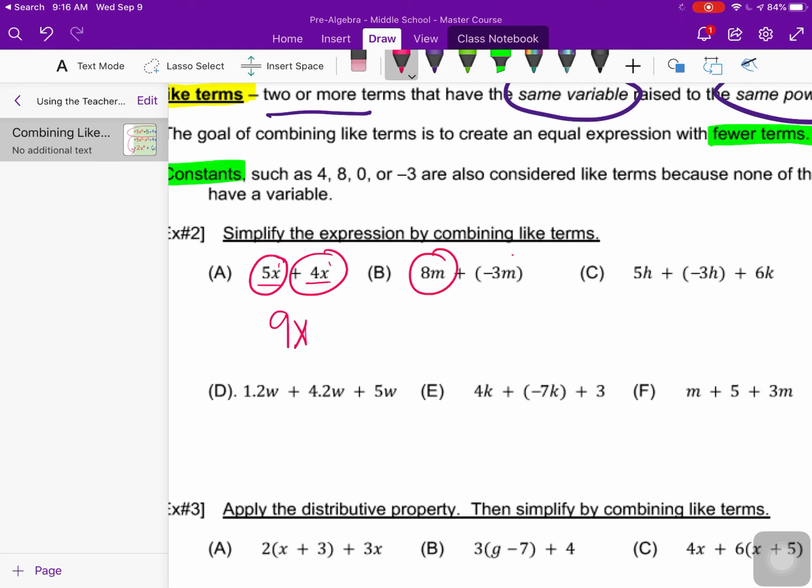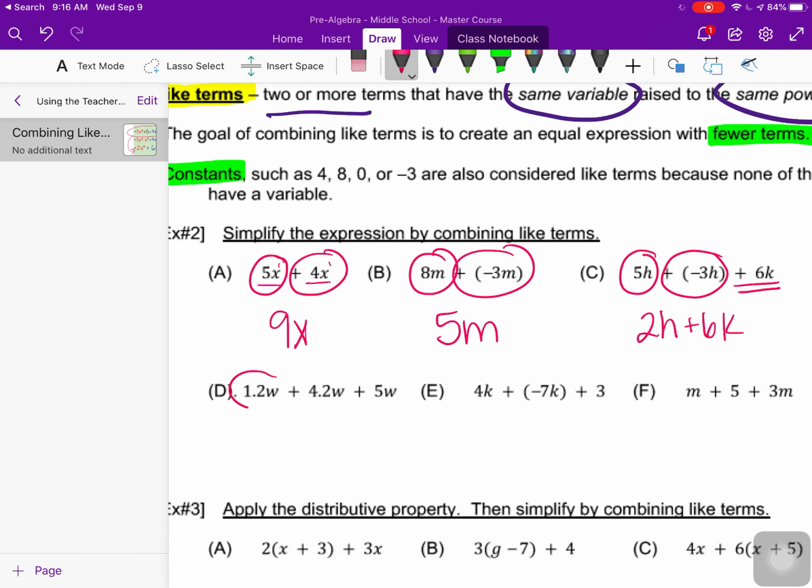B, we have m's. 8m plus -3m. 8 plus -3 is 5. So that's 5m. Part C, we have some h's. 5h plus -3h is 2h. And then this 6k doesn't have anybody to combine with, but that doesn't mean you get to forget about it. It needs to be brought down into your final answer.